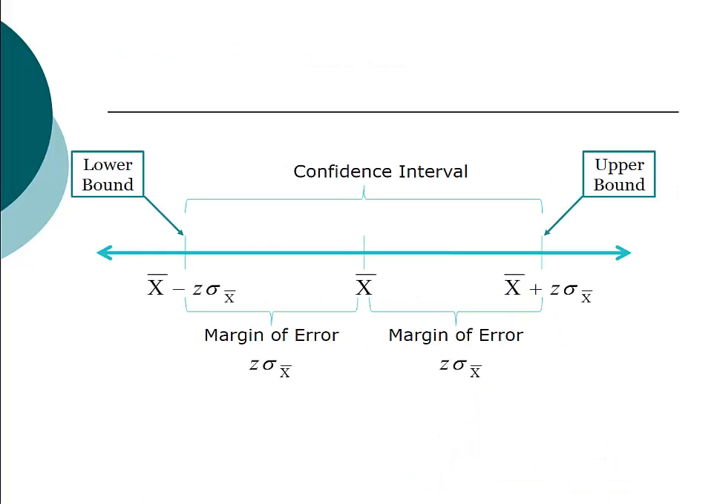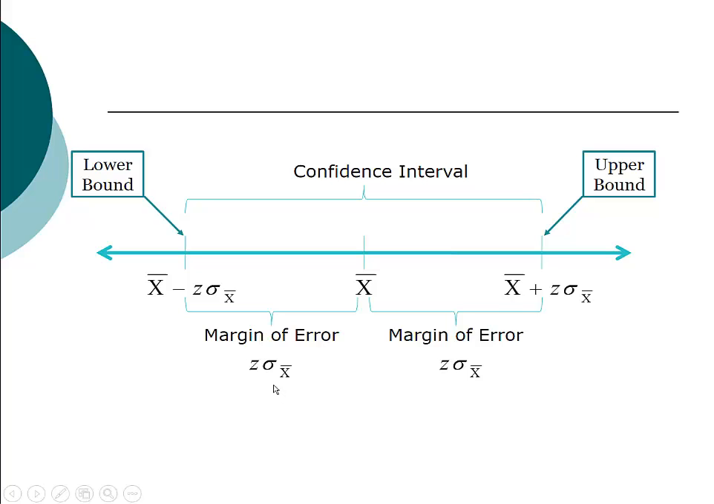So here is the anatomy of a confidence interval. The confidence interval starts with a point estimate, the sample mean, and then we subtract off z times the standard error, and then we also add on z times the standard error. The z times the standard error occurs often enough that it gets its own name. It's called the margin of error.